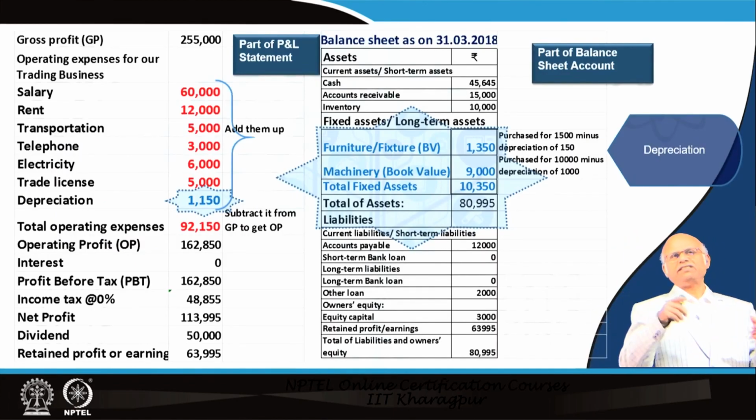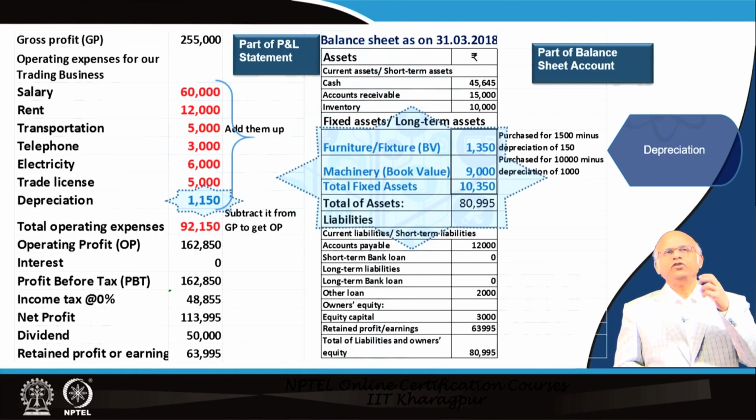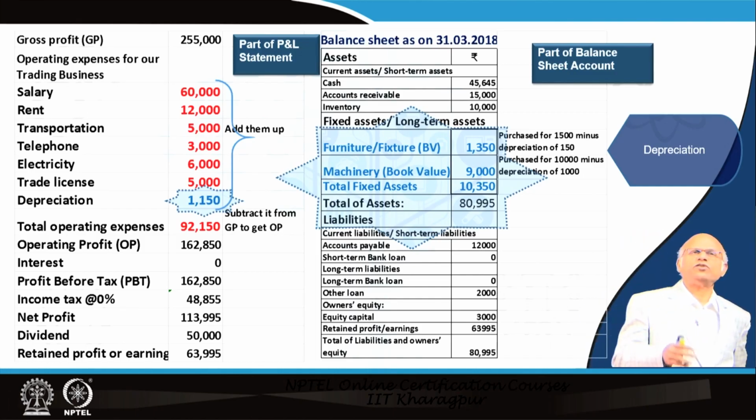asset. How is it treated in profit loss account? It is just added to operating expenses. You have salary, rent, transportation, telephone, electricity and others. Depreciation also is almost like another part of it.